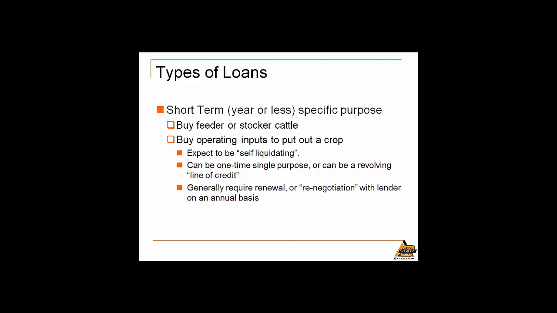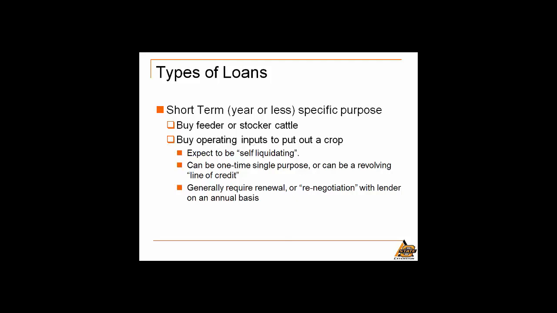Or if you borrow money to buy seed and fertilizer to put out a crop, then when the crop is harvested, there should be enough money to pay back the loan. Therefore, operating loans are what we often refer to as self-liquidating loans.